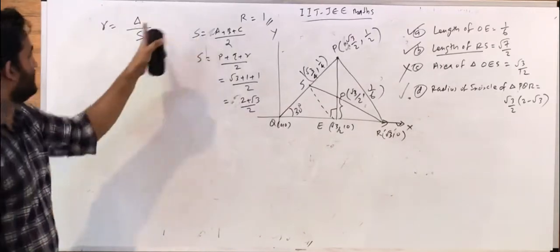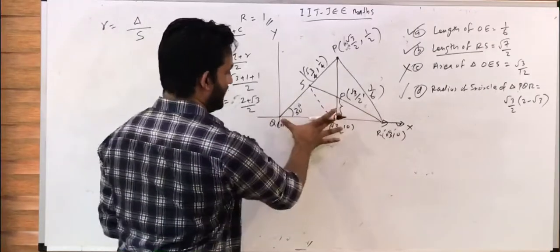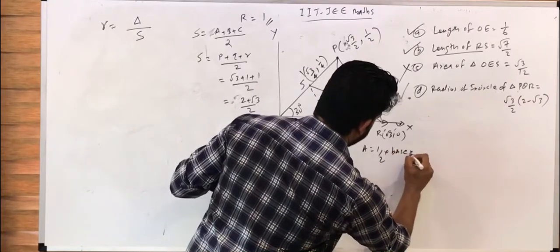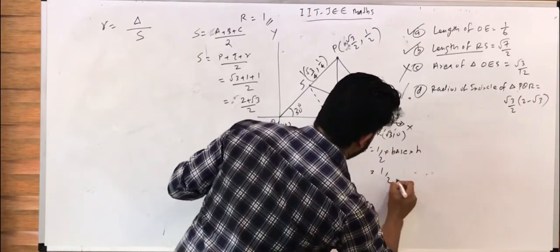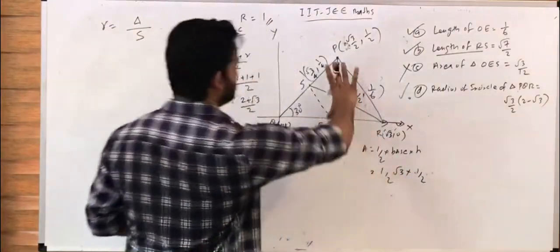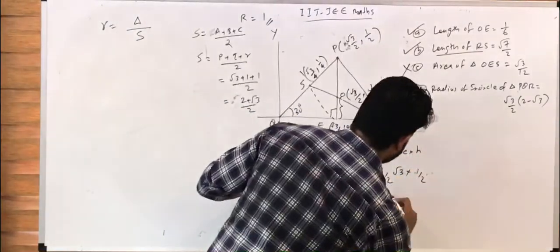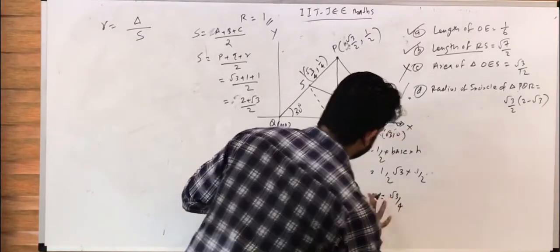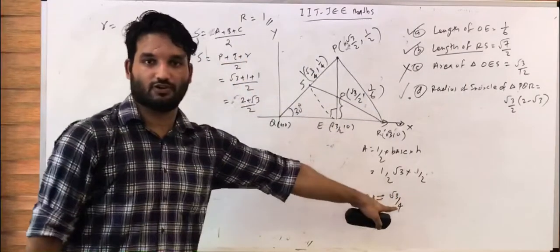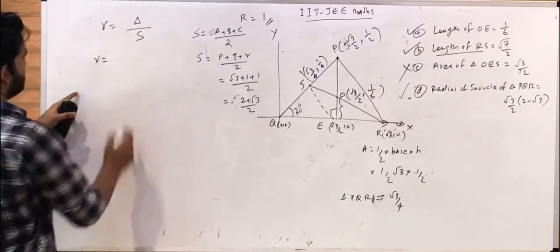Okay. And area of triangle, here we have the altitude and base also. So area is equal to 1 by 2 into base into height. Base is root 3. Height is 1 by 2 because the y coordinate of P is the height, the altitude. So we get area of triangle PQR is root 3 by 4. So substitute this area and here we get the radius of incircle.